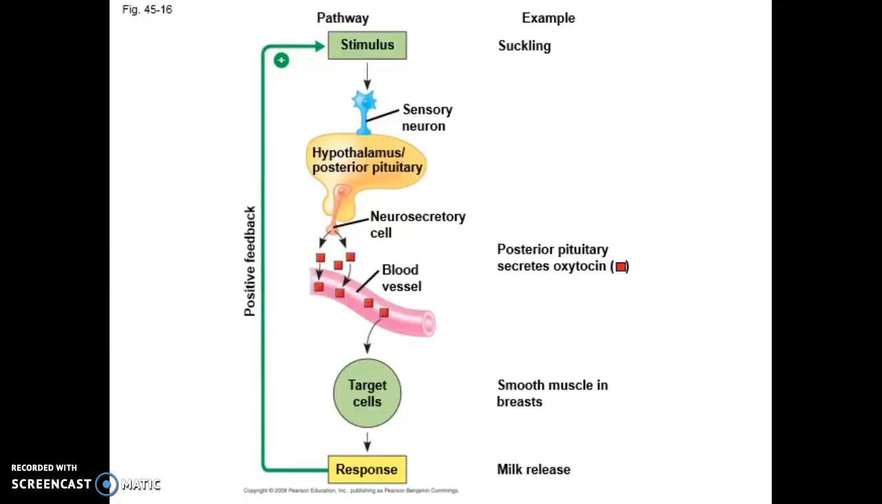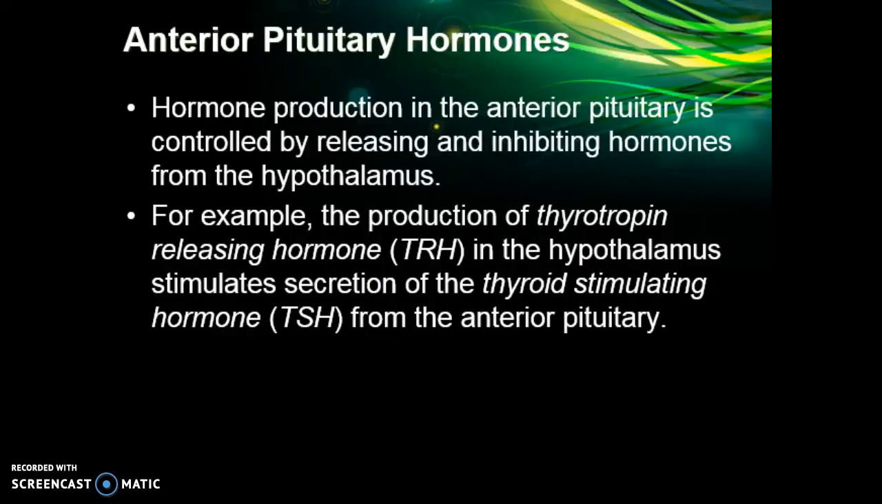Picture of the milk release positive feedback. Notice here we've got, between our response and our stimulus, a green plus arrow. In negative feedback, we had a red minus arrow. So remember, positive feedback, milk is going to cause suckling, which is going to cause this to happen, which is going to continuously exacerbate the stimulus.